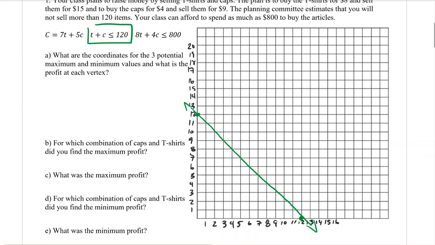We've got, on our next problem, 8 goes into 800 100 times, so we've got a t-intercept of 100. And 4 goes into 800 200 times, so we've got a y-intercept of 200, or a c-intercept of 200. That's going down 2 over 1.